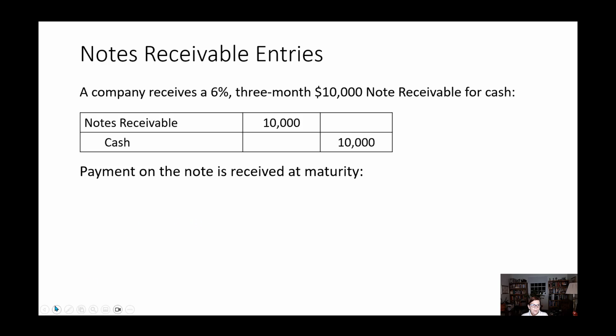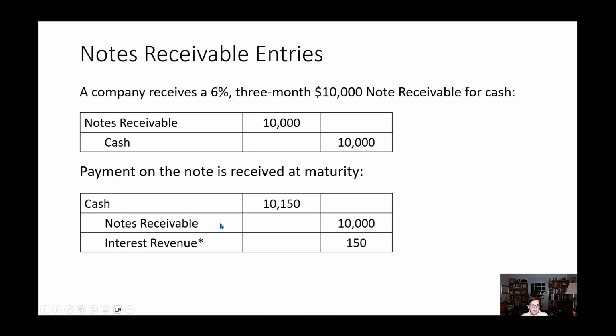So now the company is going to receive the amount of the note, $10,000, plus the amount of interest. So in this case, the total is $10,150. The interest, remember, is the principal, $10,000, times the rate, 6%, times the time. It is a 3-month note, so 3 months out of 12 months is the amount of time. And if you multiply that through, you'll get the 150, and that's the amount of the interest. Now, this could be a little bit more complicated, so you're going to look at some other examples.